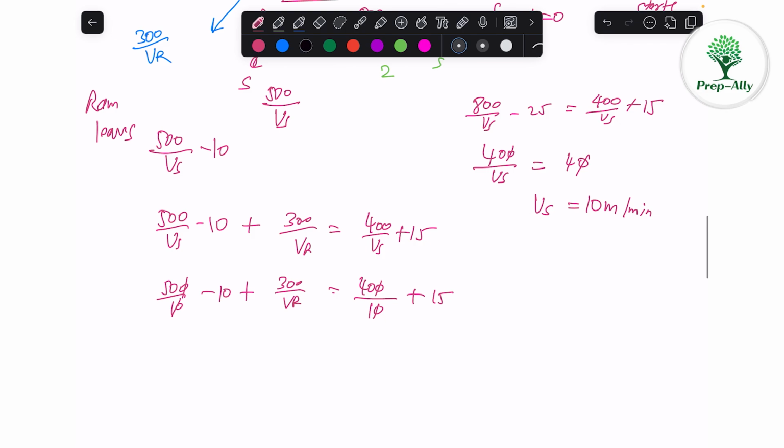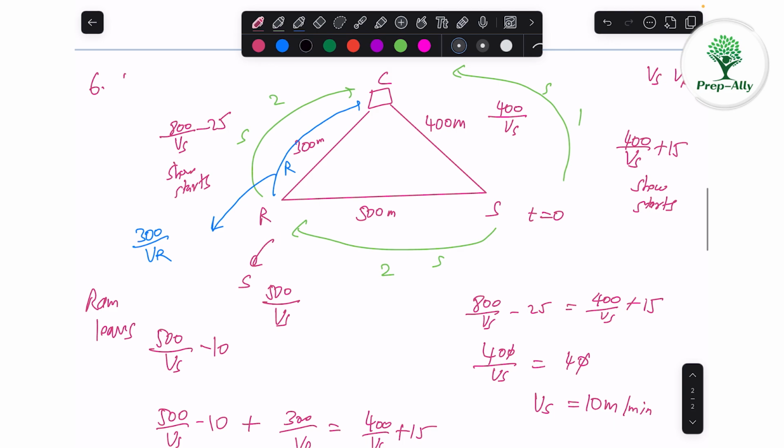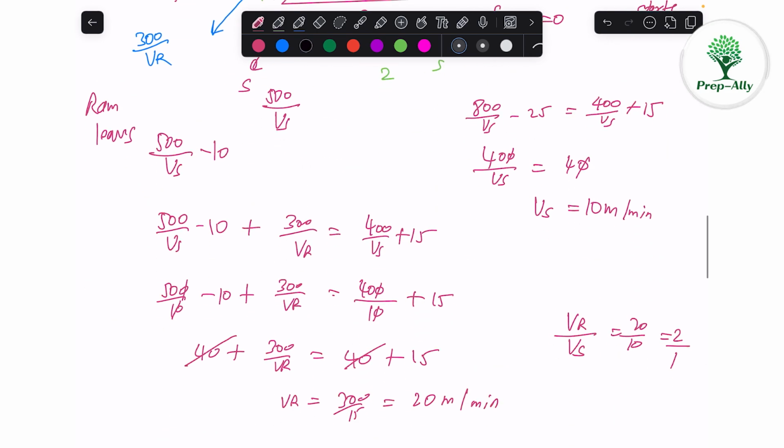So we can just say 50 minus 10 is 40, plus 300 by Vr is equal to 40 plus 15. We can cancel out this 40 and 40 and we'll get Vr equal to 300 by 15, which is equal to 20 meters per minute. So the ratio of the speed of Ram to the speed of Sham is 20 by 10, which is 2 is to 1. So option B is correct for this sixth question.